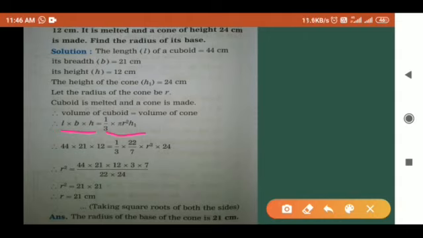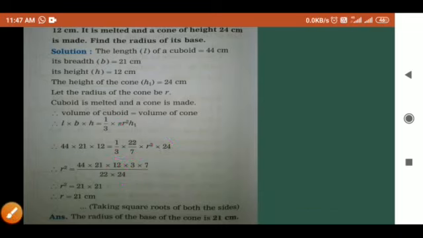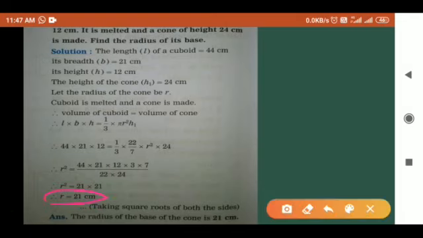So the value of length is 44, breadth is 21 and height is 12. And similarly here also we have substituted the values and we have to find the value of r square. So r square will come, keep r square here and send all the other numbers to the other side. So 24 will go to the denominator, 3 and 7 will go to the numerator, 22 will go down. OK, so r square is equal to, on calculation we will get 21 into 21. So when we take square root, we will get the value of radius as r is equal to 21.